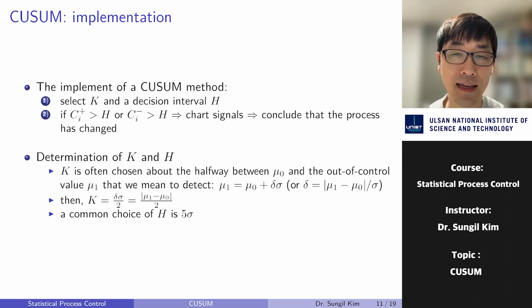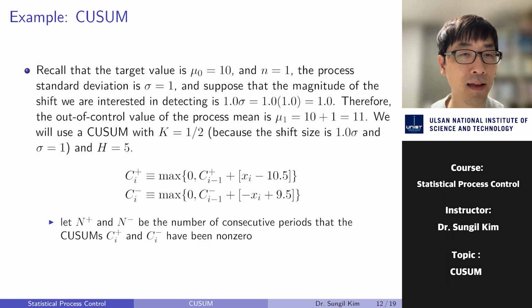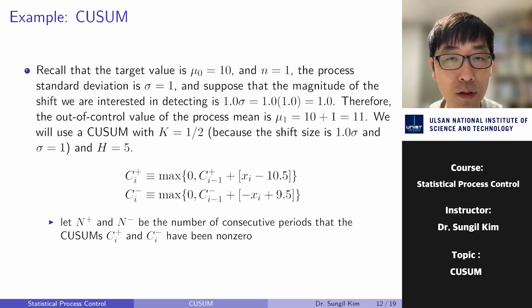Then how to determine K and H? Typically, K is chosen about halfway between mu0 and the out-of-control value mu1. And a common choice of H is 5 times sigma. Let's apply the QSUM chart to the same example. Recall that the target value is mu0 equals 10 and sigma equals 1. We suppose that the magnitude of the shift we are interested in is 1 sigma.